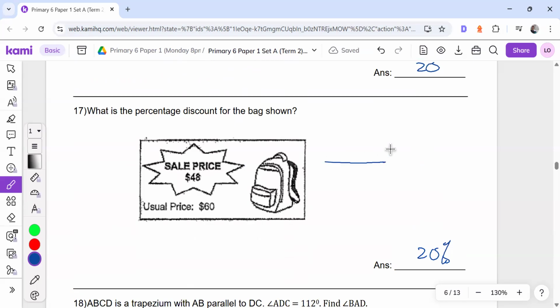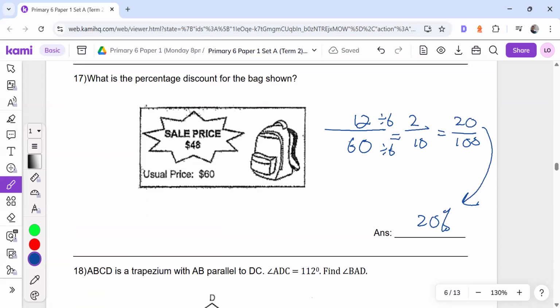Write as a fraction. Every time you see percentage increase, percentage decrease, write your fraction. The denominator is the original price, always the usual price. The numerator is the discount, which is a $12 discount, right? Then make the denominator 100. You can divide by 6, divide by 6, and then after that, 10 times 10 and 2 times 10. So once the denominator is 100, then 20%. All right, let's go on to the next one.